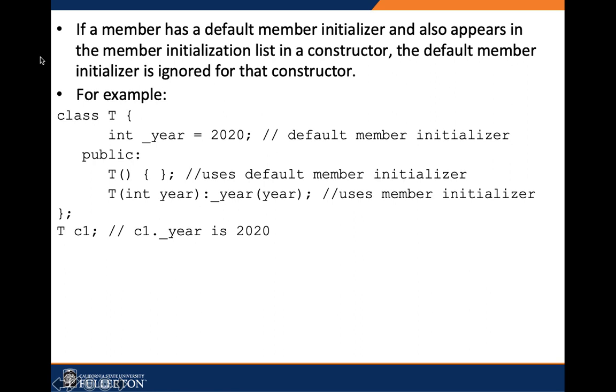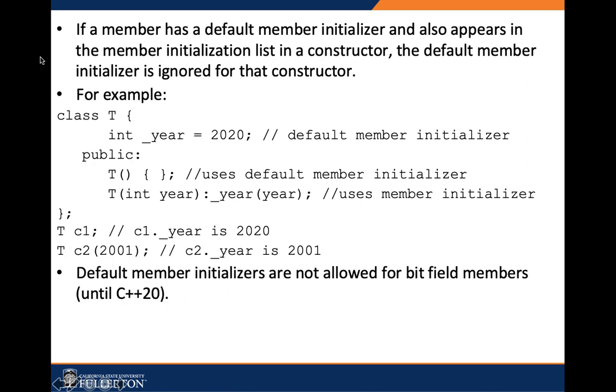If we declare an object C1 of type T, C1.year will be 2020. If we declare a second object C2, which has the argument 2001, C2.year will be 2001, and the default value 2020, which was part of the default member initializer, will be ignored. Default member initializers are not allowed for built-in members until C++20.